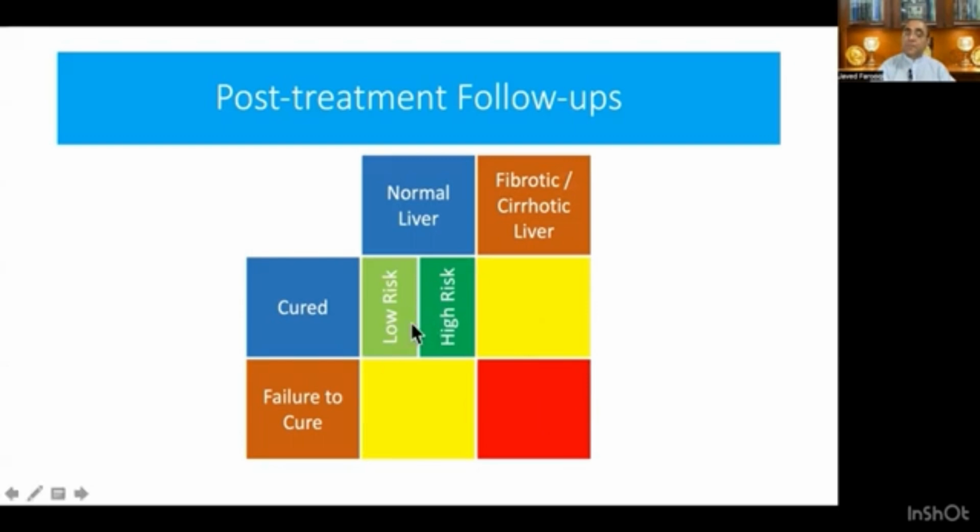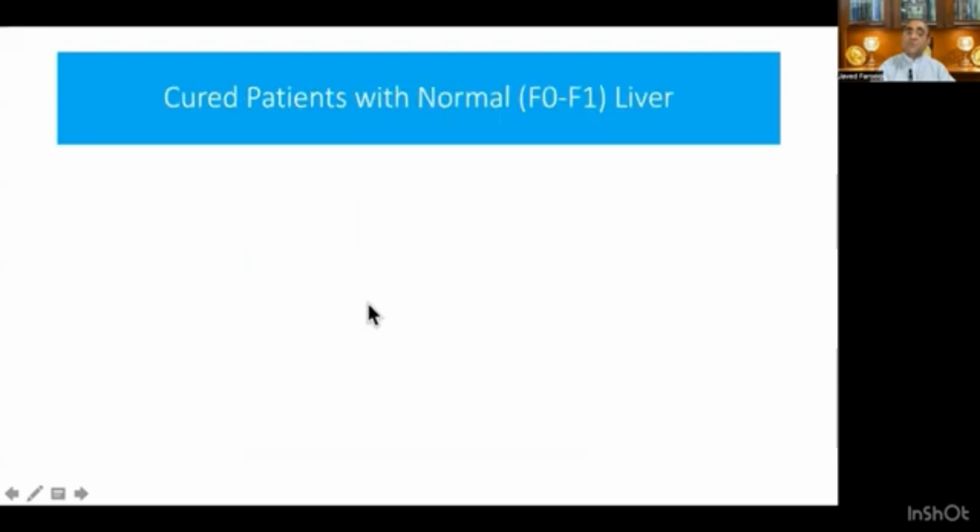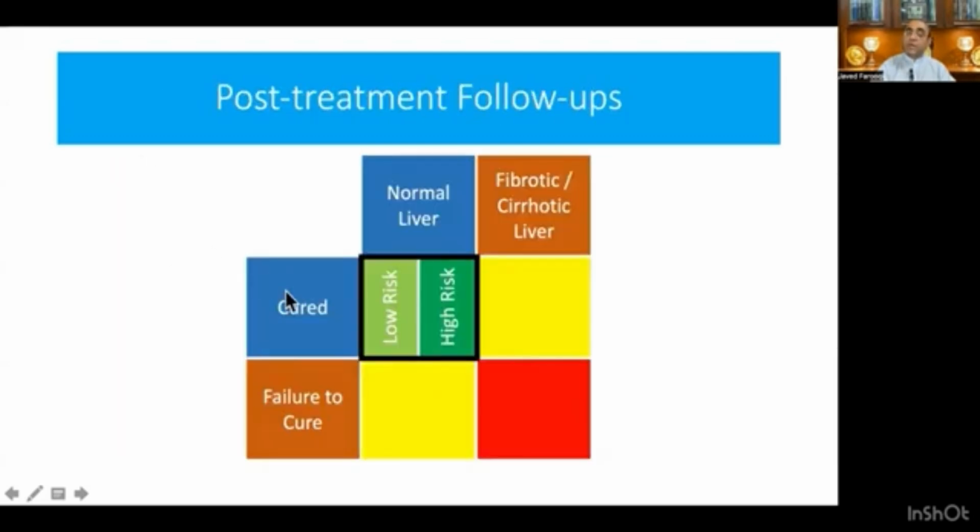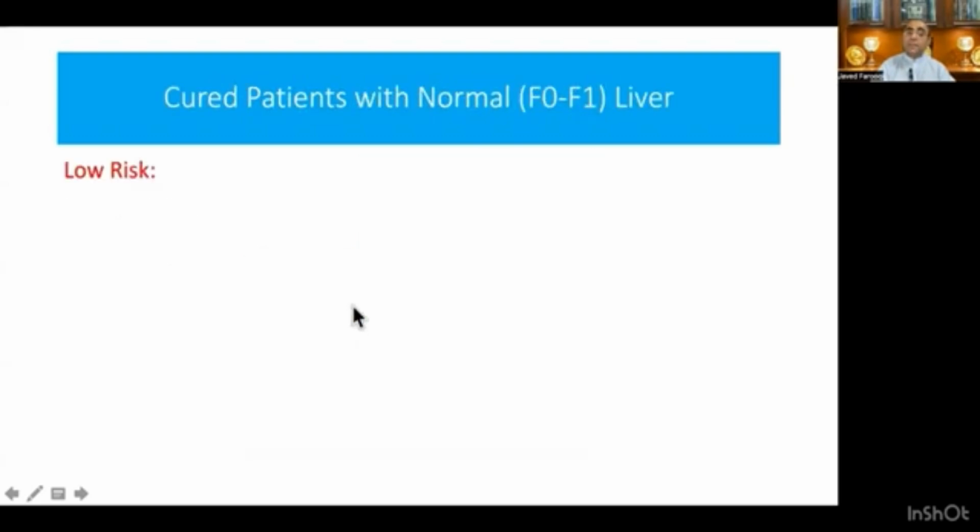Now take this group, when the patient has achieved the SVR and the liver is normal. What should be the post-treatment follow-ups? In the low risk group, as I told you, for SVR 12 or 24, you check the PCR 3 months after the end of therapy or 24 weeks after the end of therapy. And if SVR is achieved, it's okay. No further follow-up is required in this patient.